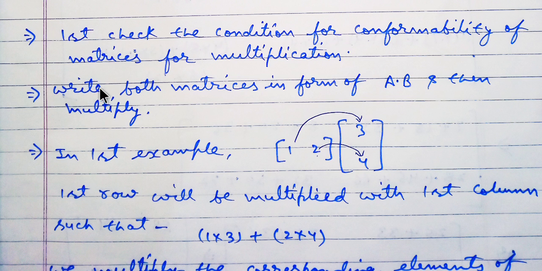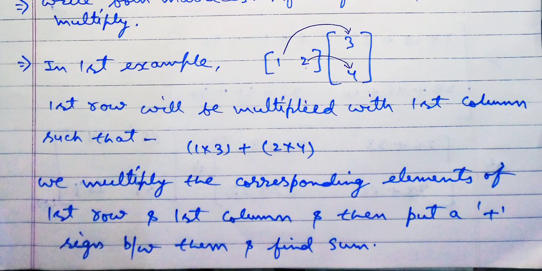This says to write both matrices in the form A dot B. If A and B are the given matrices, then we write them in this form and then multiply. In the first example, we have to multiply 1 with 3 and 2 with 4. So the first row will be multiplied with the first column, and then we multiply the corresponding elements of the first row and first column, put a plus sign between them, and find the sum. This is the general rule for finding the product of matrices.